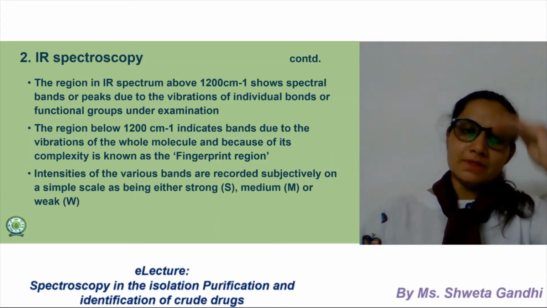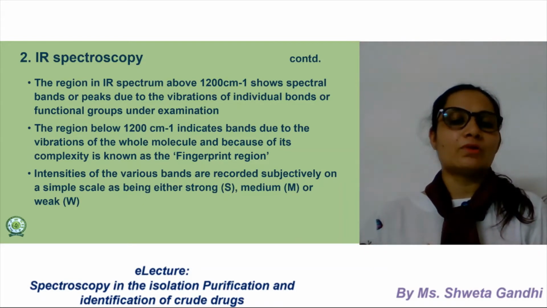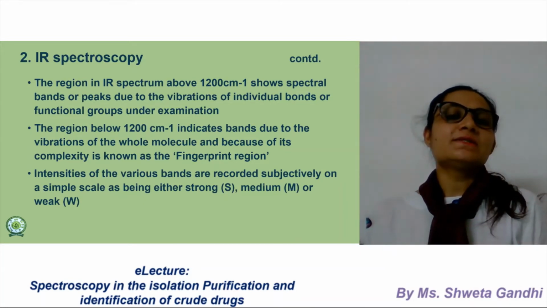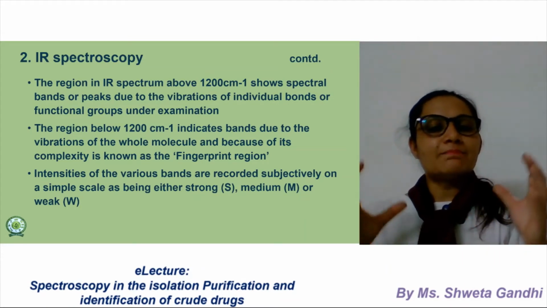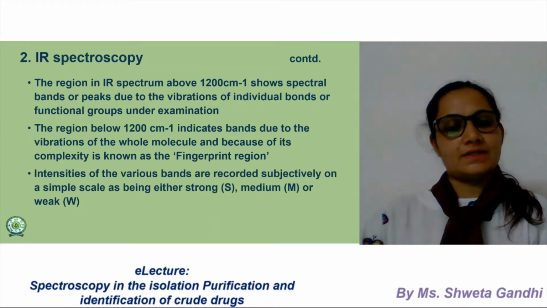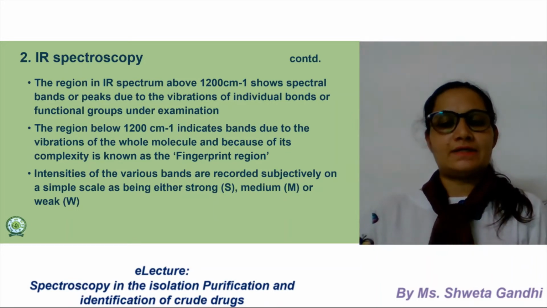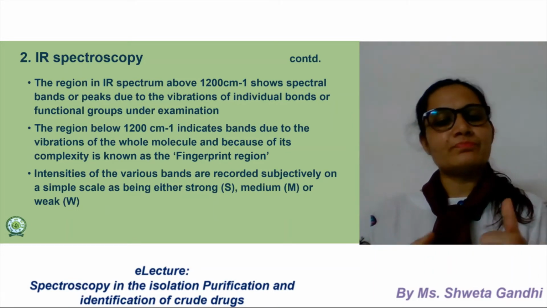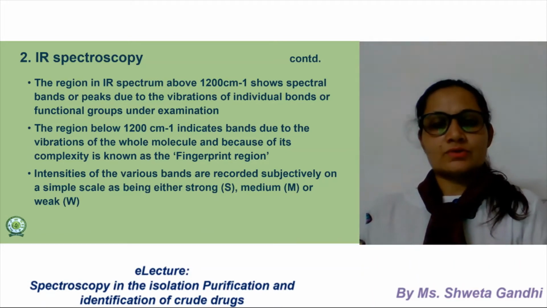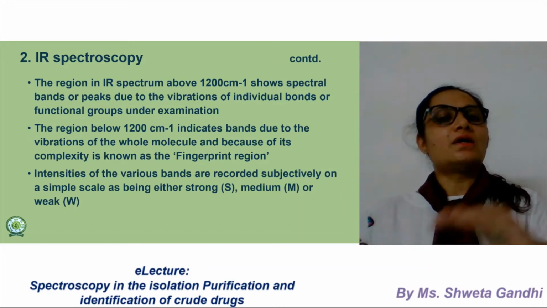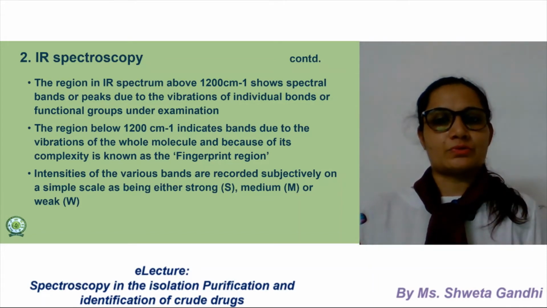Now, in IR spectroscopy the region above 1200 centimeter inverse shows spectral bands or peaks due to vibration, and below 1200 the bands are due to vibration of the whole molecule, and because of this it is called the fingerprint region. And the bands which we obtain in IR are denoted by three letters: S, M and W. S is strong, M is medium, and W is weak. So these are the two ranges, IR spectrum above 1200 and IR spectrum below 1200.